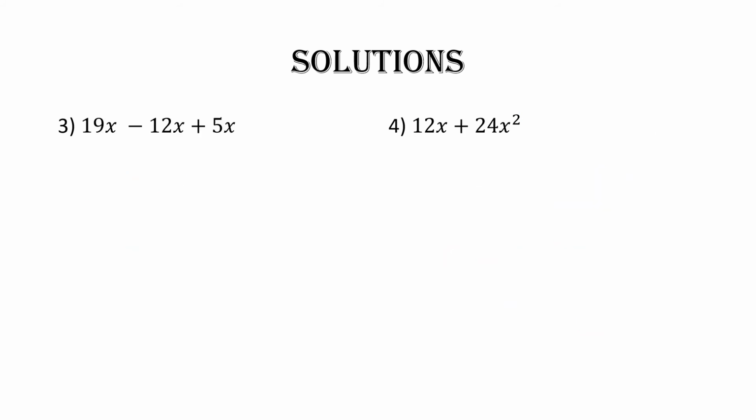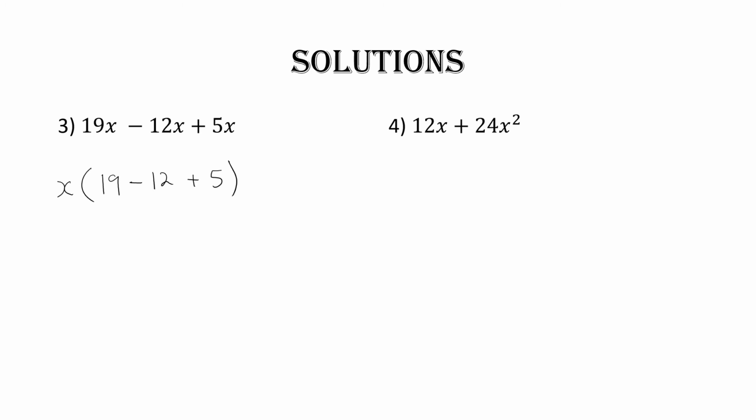Right, I know the last two we said would have been HCF. So let's see how this works out. So the common factor here is evidently x. And if we take out the x from here, we would have 19 minus 12 plus 5. And this again, we could solve what's inside there.